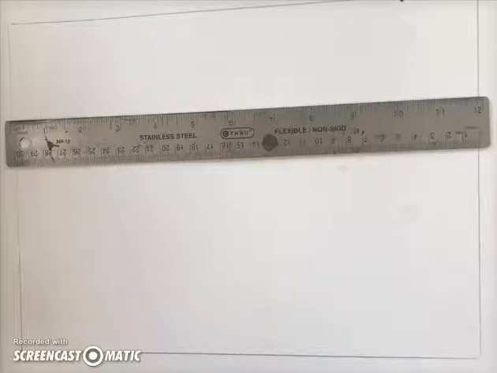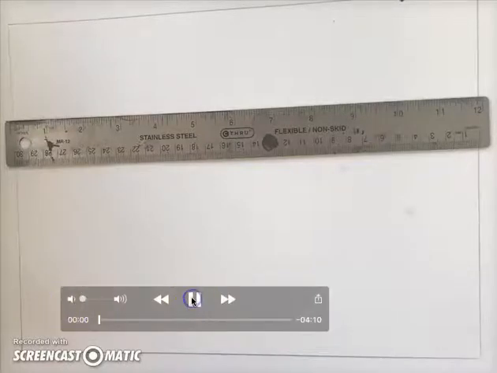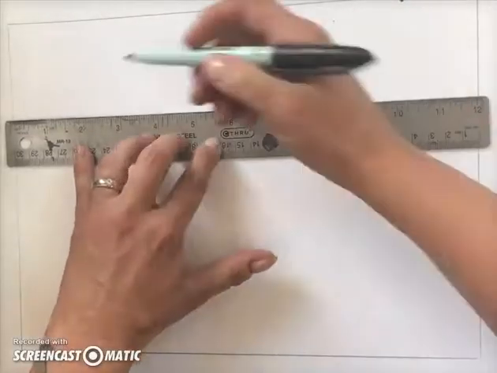So here is your video demo on two-point perspective. You're going to want to have a ruler and pencil, that should be enough. We're going to teach you how to do a cube with two-point perspective.